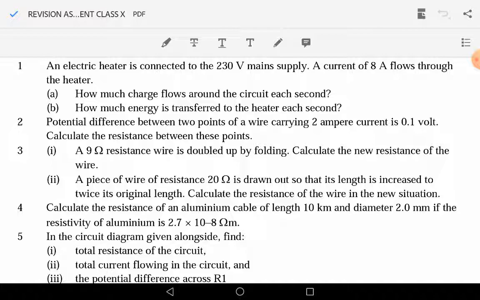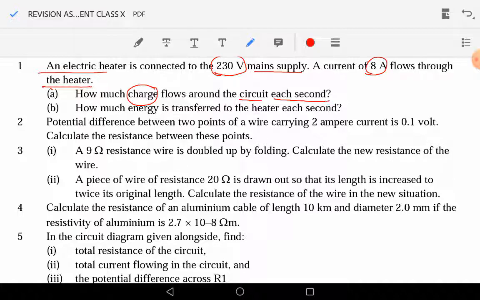So in this question we can see that there is an electric heater which is connected to a 230 volt main supply. A current of 8 ampere flows through the heater. Okay, so this is a situation that is given to us. Now they are asking how much is the charge that flows around the circuit in each second.